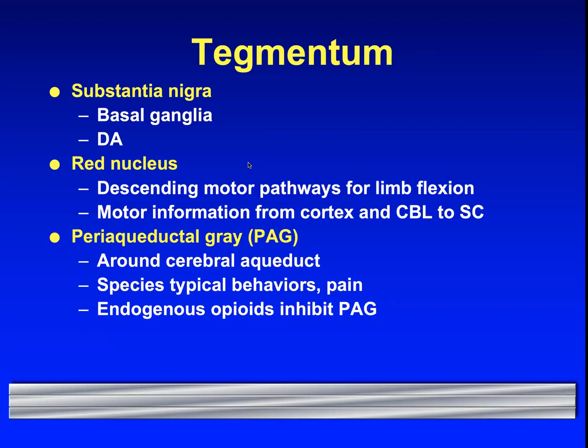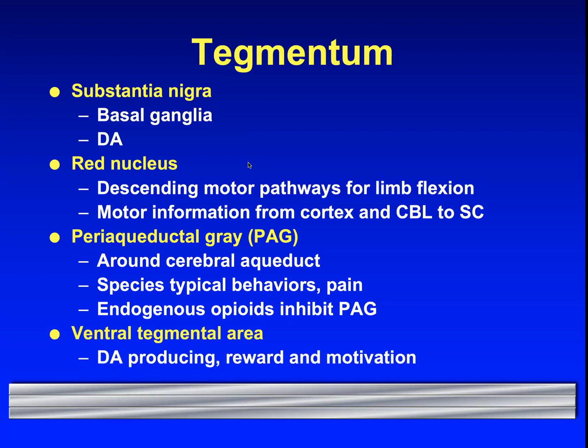The periaqueductal gray. This is important in pain. So there are pain reflexes. Analgesia can occur here, and your endogenous opioids, or your opioids if you take morphine, they inhibit signals in the periaqueductal gray. So that's going to be decreasing the pain signals. Other things are species typical behaviors like fighting and mating are there as well.